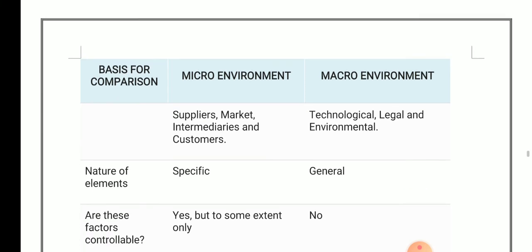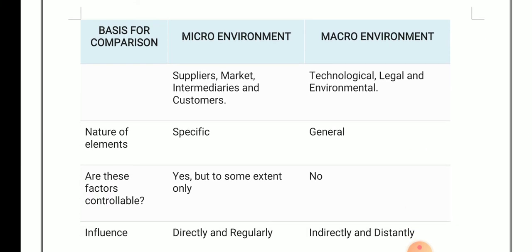Then dear students, what is the nature of elements? In case of micro environment, the nature of elements is specific, but in case of macro environment, the nature of elements is general. Now, whether these are controllable or not. Basically, we can control the micro environment, but to some extent only, but the macro environment cannot be controlled.